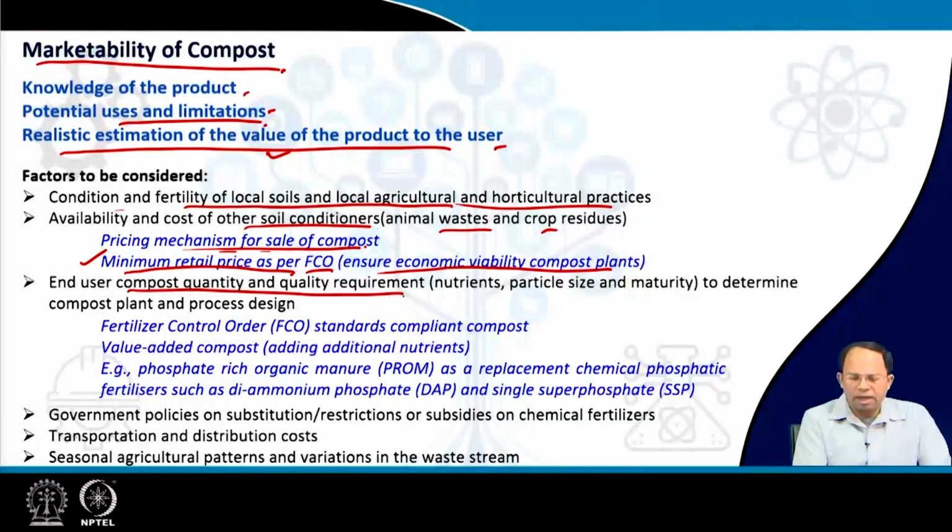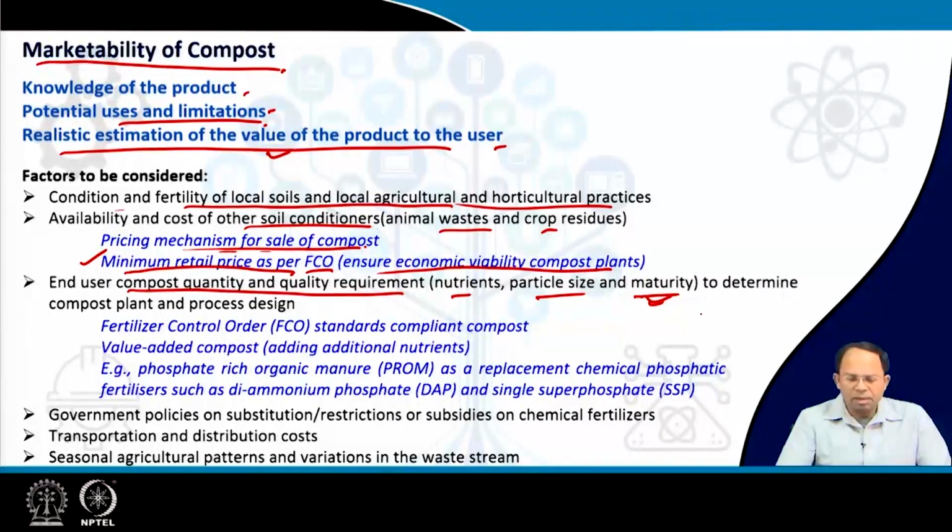So, end user compost quality and quality requirements in terms of nutrients inside the compost, particle size, and maturity level of the compost. We will talk about maturity later on. That means after the composting process, we have to allow it a certain amount of time to mature. During this process also, some amount of decomposition goes on, but a very minimum amount, and the complex materials are broken down further, right? So, this maturity level is also important, and once the compost is matured, you will not find any smell coming out of it. It will have a proper texture. So, this maturity also matters.